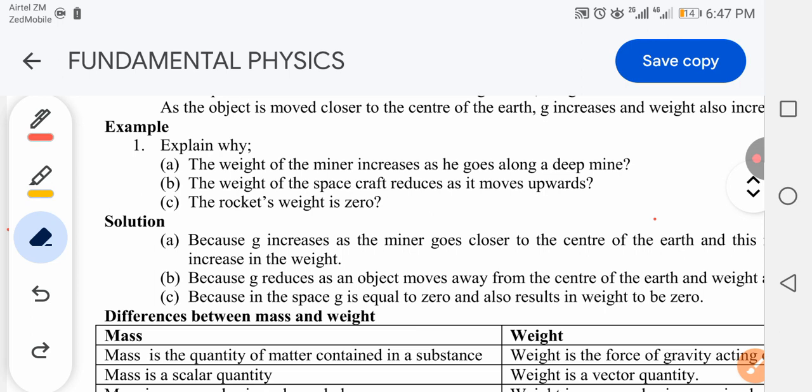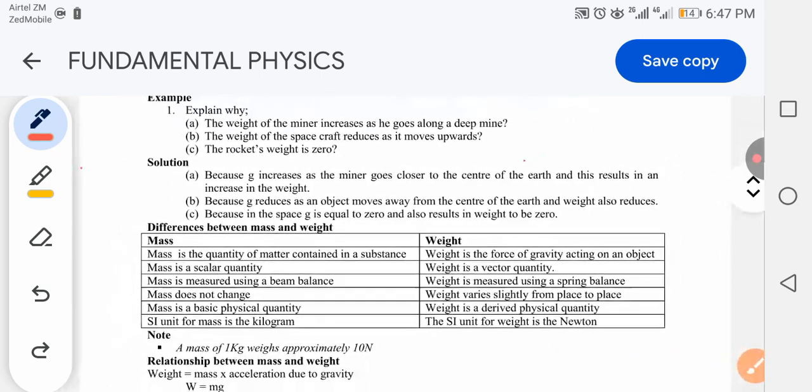So moving on with B. The weight of the spacecraft reduces as it moves upwards. Of course, this is the center of the earth, right? When the spacecraft is moving towards space, it's actually moving away from what? The center of gravity of the earth. As it is moving away from the center of gravity of the earth, its weight is reducing. That's your answer there. Then eventually weight is 0. We all know that weight is 0 in what? In space.